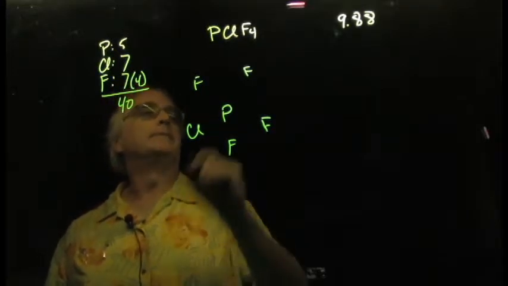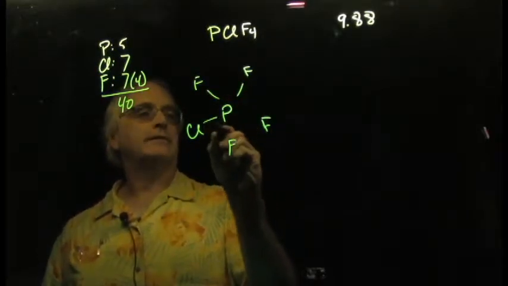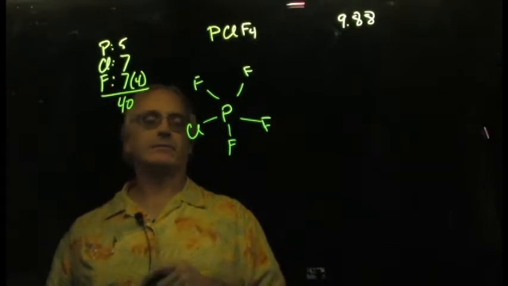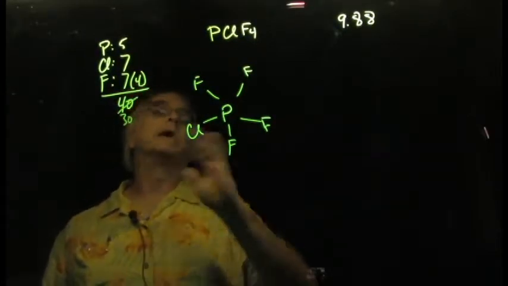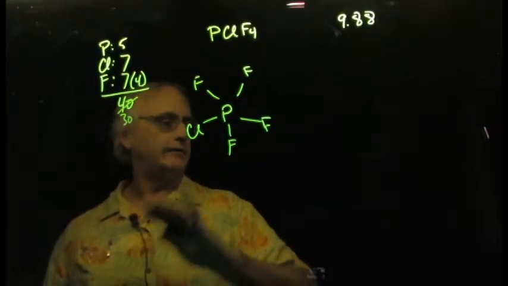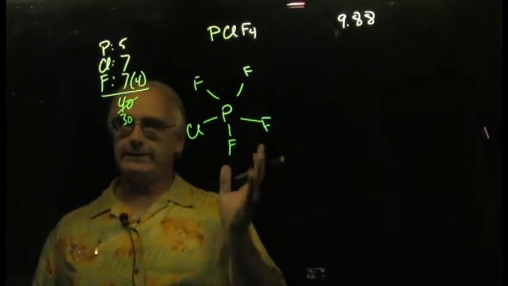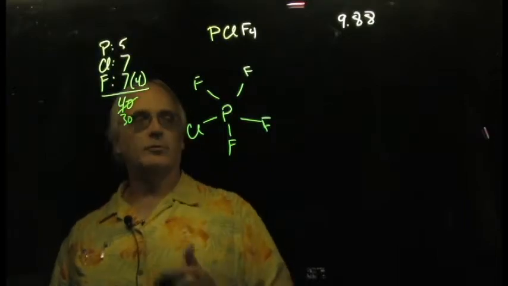So away we go. 1, 2, 3, 4, 5, 6, 7, 8, 9, 10. We put a pair of electrons between each. I have 30 to go. Now I turn my attention to the outer atoms, and as usual, they need 8, have 2. Need to add 6 more, got plenty to go.